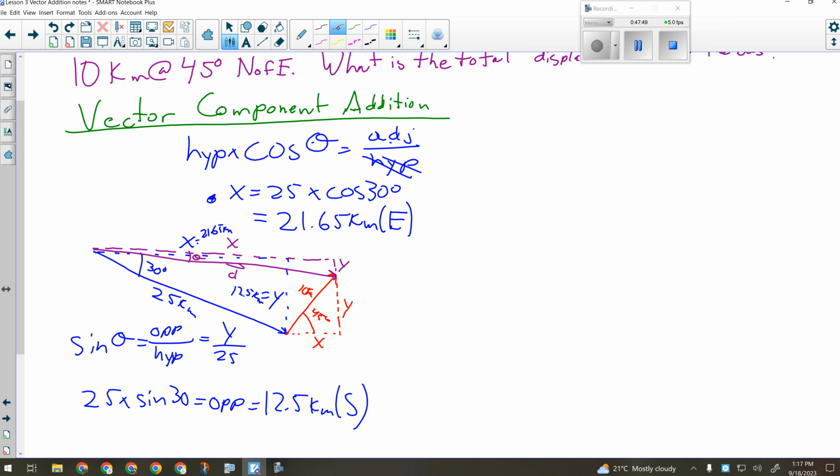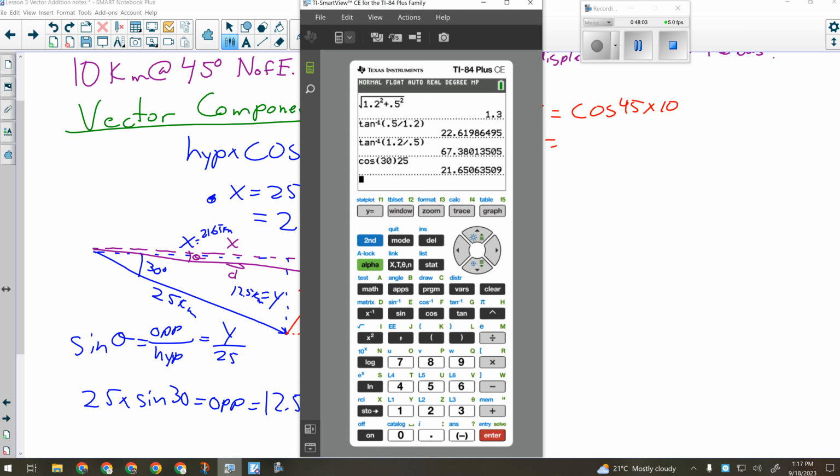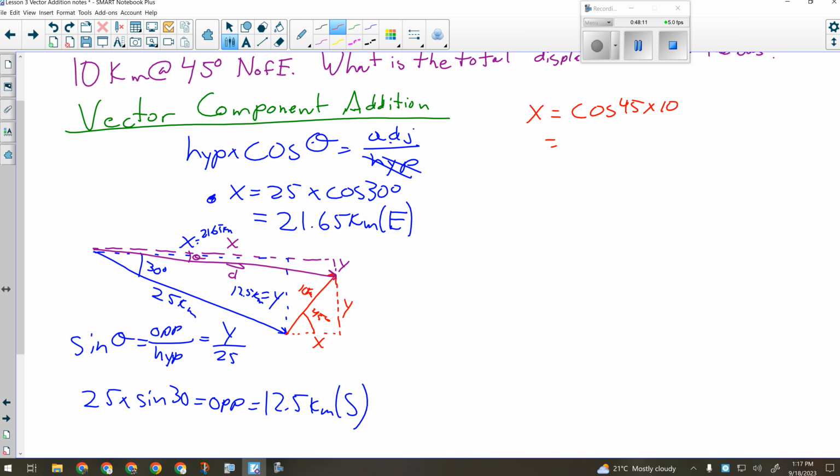Okay, so for my red triangle then, if I want to find x, x is adjacent, right? So I'll simply go cos of 45 times 10. Okay, cos of 45 times the hypotenuse. Okay, 7.07. So that's both sides.